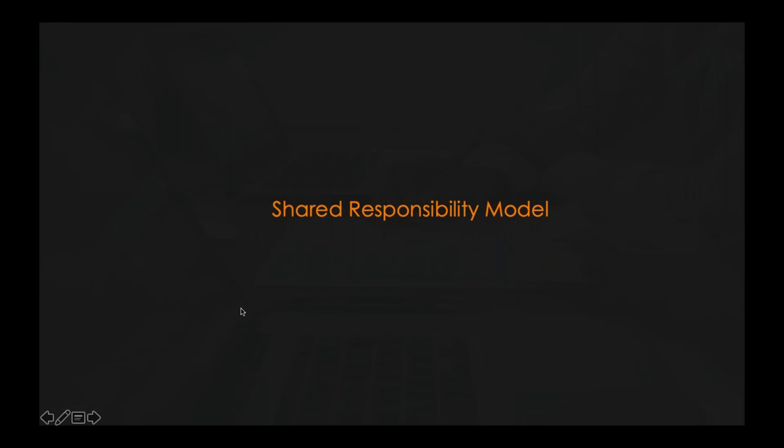Yes. Okay. Now here comes a very important model, that is the shared responsibility model. This is very important to understand as a solution architect and from the certification point of view: for what part you are responsible for designing an infrastructure on the cloud and for what part AWS is responsible.